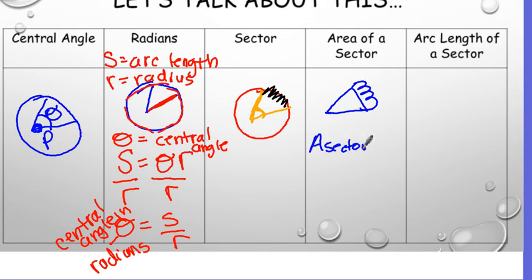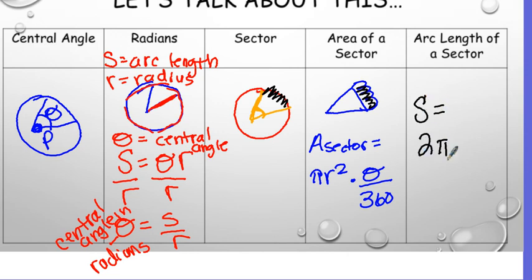you do not have to memorize these formulas. It is on your formula sheet. You do pi r squared times theta, which is the central angle, over 360. Now to find the arc length, which is the crust of the pizza, you do S equals, and this formula is on your formula sheet, 2 pi r times theta over 360.